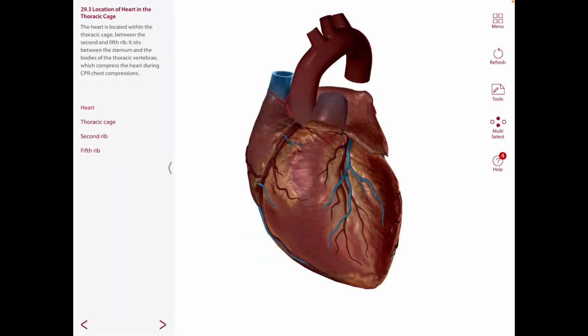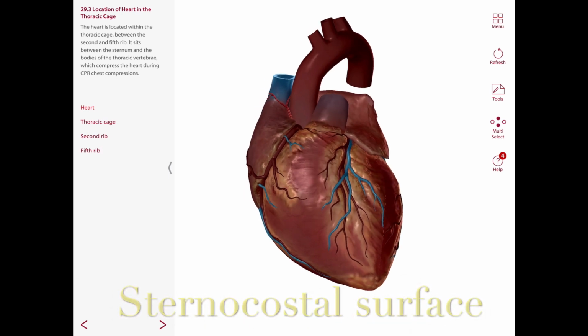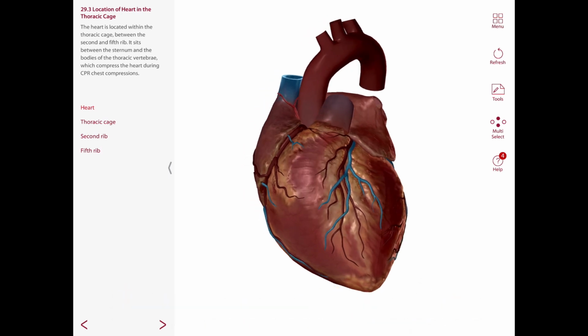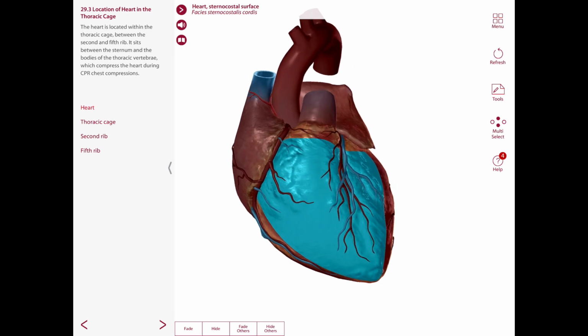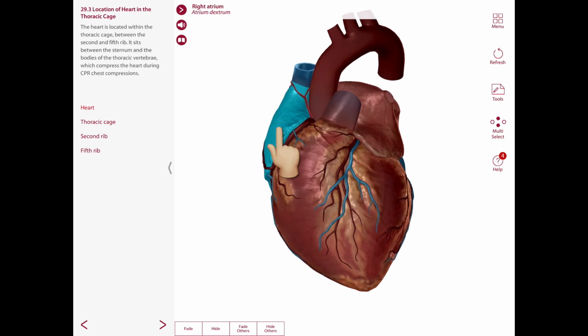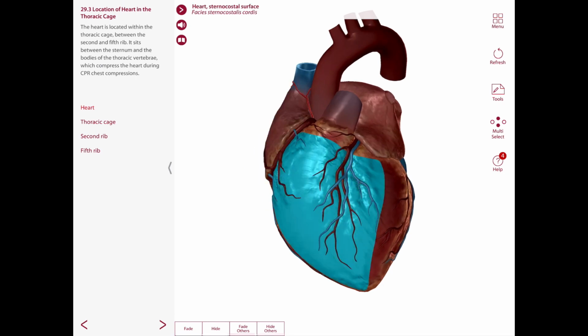Now, there are certain features that we have to discuss, including the base, apex, the sternocostal surface, the diaphragmatic surface, and the right and left pulmonary surfaces. I'm going to start here with the sternocostal surface, which faces anteriorly. The major component here is the right ventricle, and minor components also include the right atrium, specifically with its auricle, the left ventricle, and the left auricle.